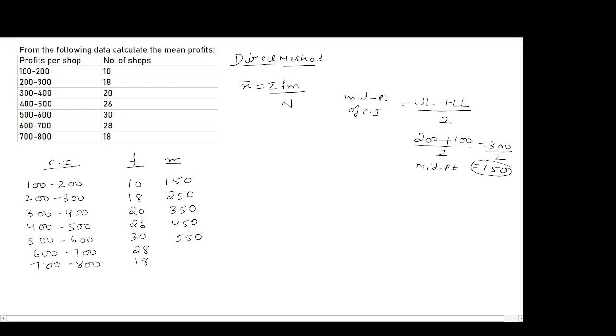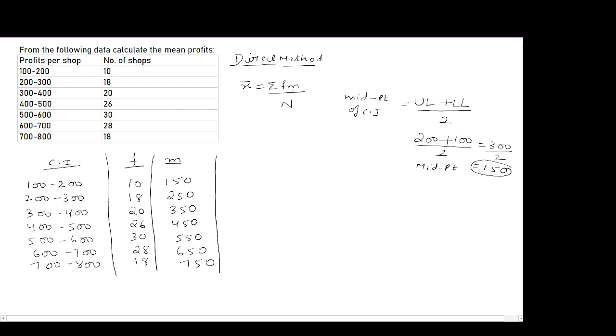700 plus 600 is 1300. 1300 divided by 2 is 650. Last class interval: 800 plus 700 is 1500, divided by 2 is 750. So this is how the midpoint of class interval should be calculated, by adding the upper limit of class interval plus the lower limit of class interval, divided by 2.